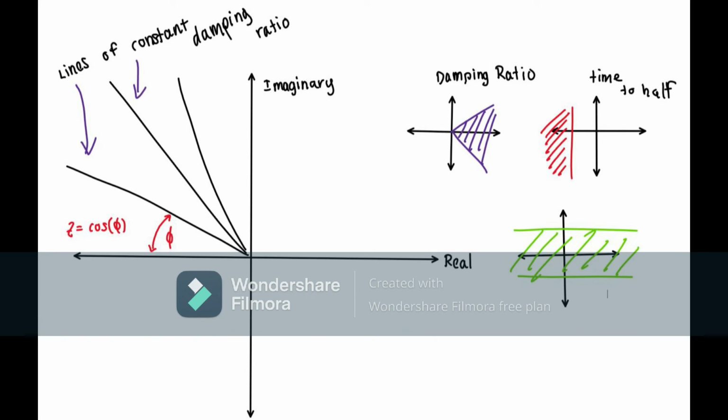Sometimes you are required to meet a time to half, which means the mode must decay to half its value under a certain time. Since this signal decays faster depending on the distance inside the root locus graph, all the poles must be found on the left of a certain line.